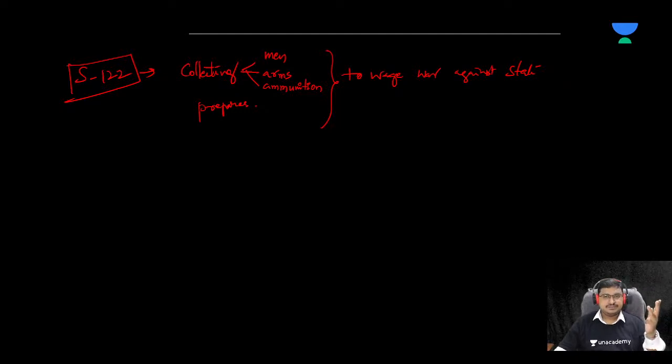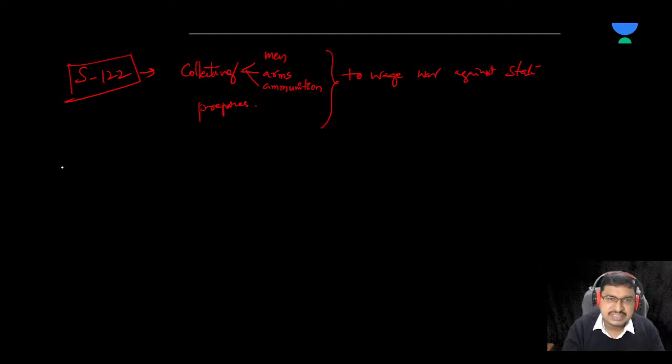Intention, preparation, attempt, and accomplishment. These are the four stages involved in any offense. Now, accomplishment is punished under section 121. The preparation is punished under section 120. The attempt is punishable under section 121A. Therefore, the preparation to wage war against the state is punishable under section 120.